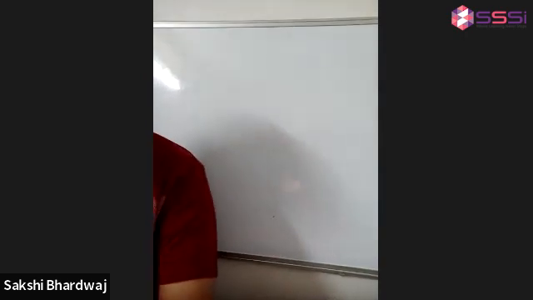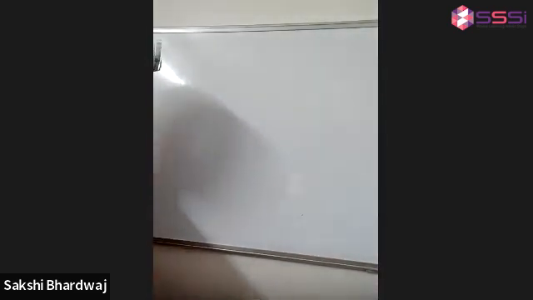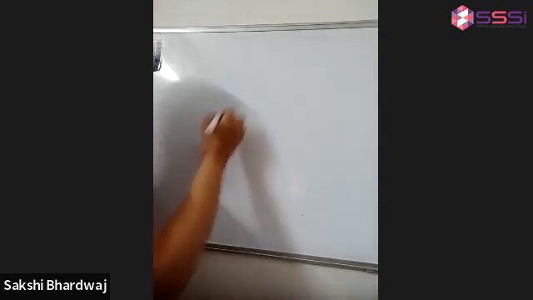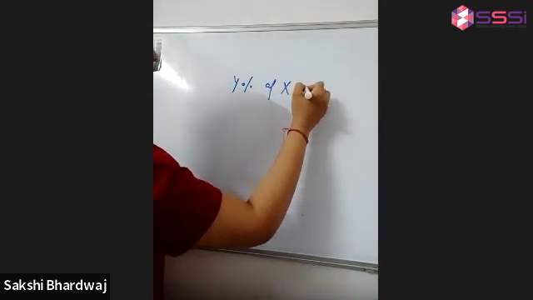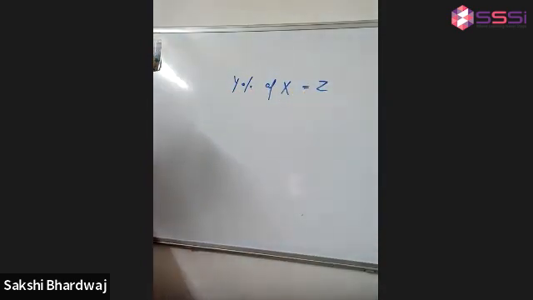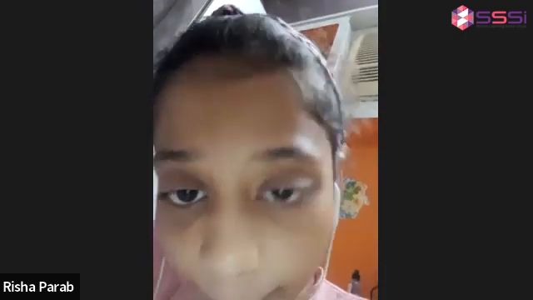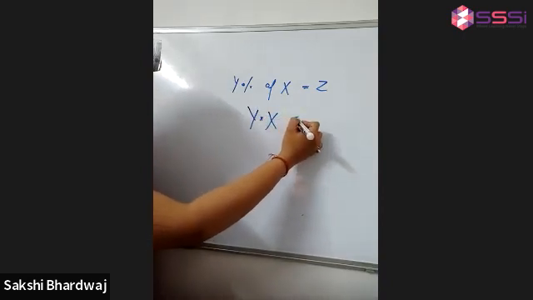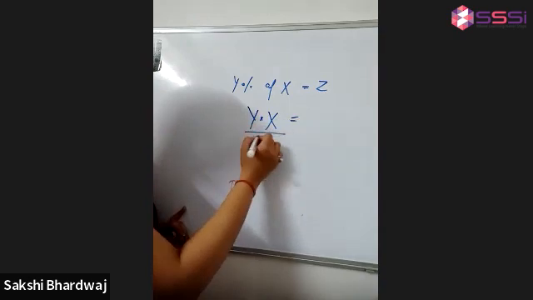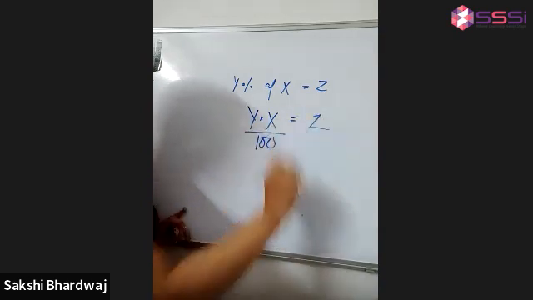Now write, if y percent of x equals z, then y multiplied with x divided by 100 equals z.